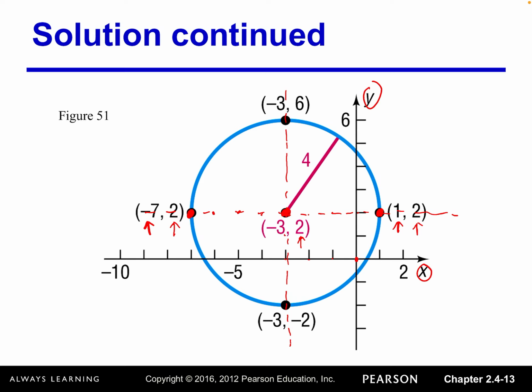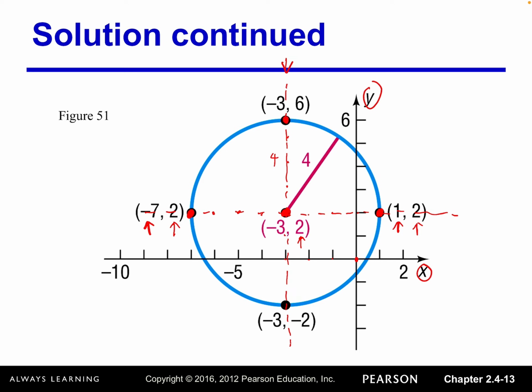And then for the most up point on the circle, now we're looking at this vertical line passing through the center of the circle. The radius is still 4, right? So from right here, go up 4 units. 1, 2, 3, 4.